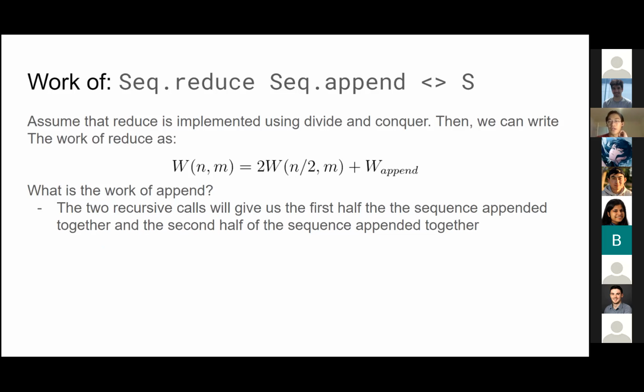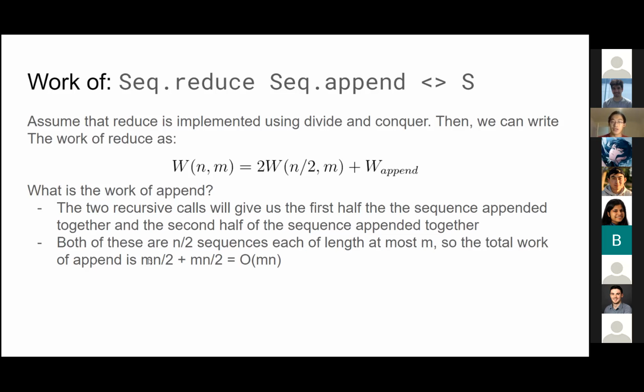So for the first half of the sequence, there are n over 2 sequences, each of length m. If we append all those together, we'll have length nm over 2. And the same thing happens for the second half, right? There are also n over 2 sequences, each with length at most m. When we append all those together, we'll have length at most nm over 2. And then the work of append is just those two added together. So that gives us nm, which is O of mn. Does that make sense for everyone? Feel free to interrupt me at any point if there are any questions.